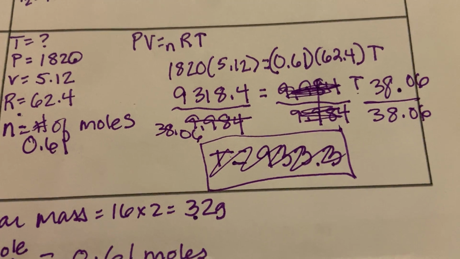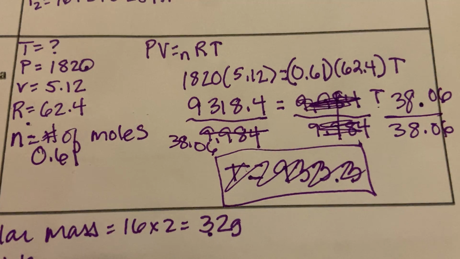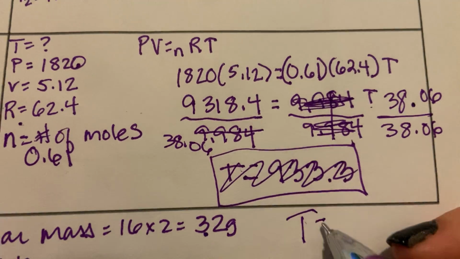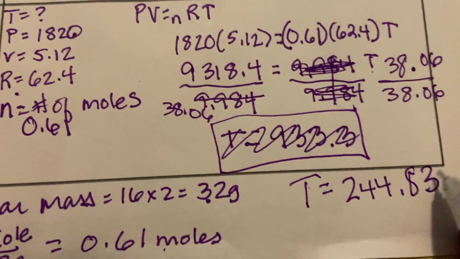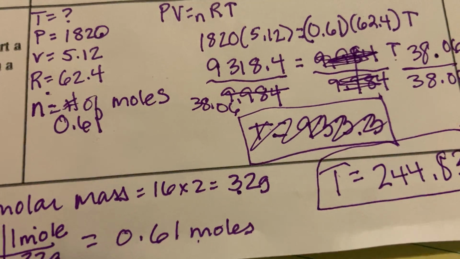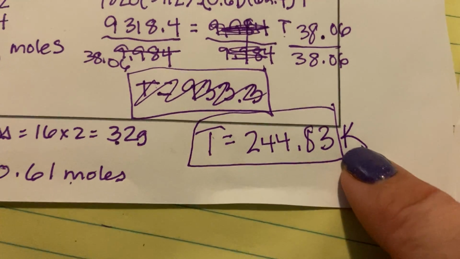9318.4. Oops, that was my mouse. Divided by 38.06. And that should give us temperature equals 244.83. There we go. That sounds better. And that is in Kelvin. That's the only unit you really need to worry about right now.